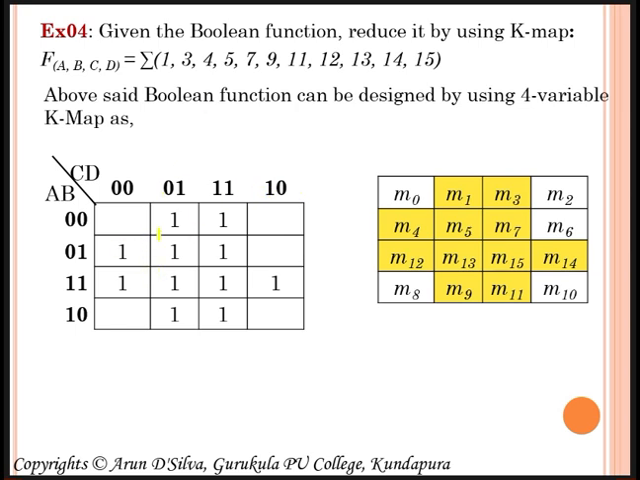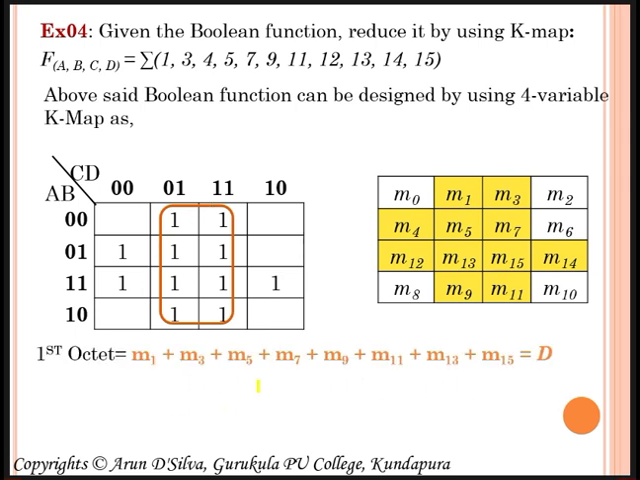Now all the ones are placed in the respective positions of the min terms. This is the way. Now let us identify any octet in this. If it is not there, then quads, like that. So first let me see here: 8 ones are in the rectangle shape. Is there 8 ones in the rectangle shape? So that means we can take it as an octet. Now this octet consists of 8 min terms, that is M1, M3, M5, M7, M9, M11, M13 and M15.